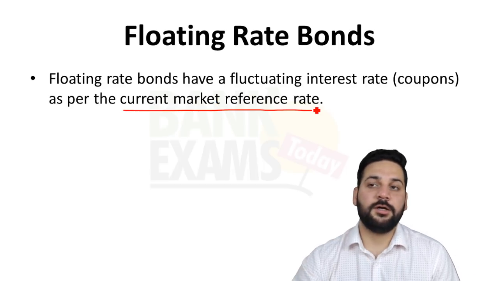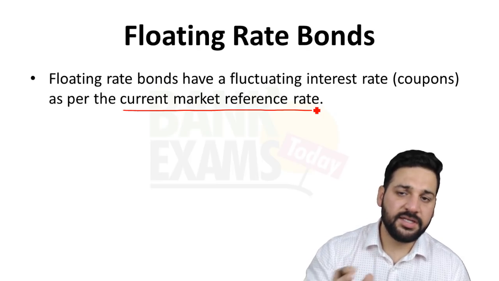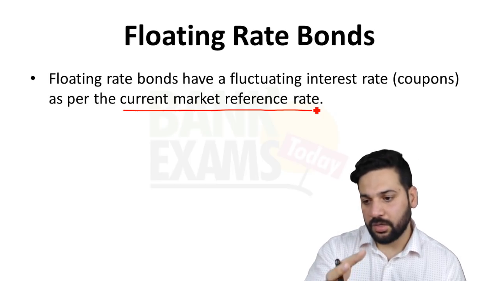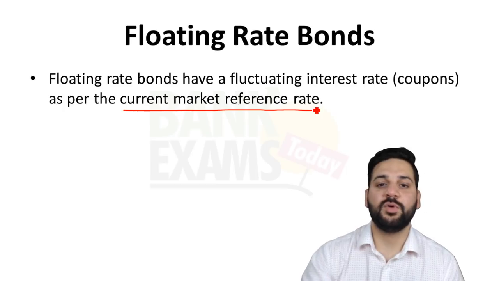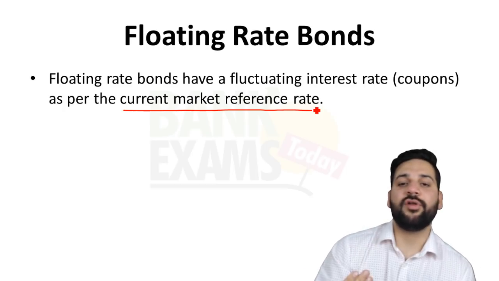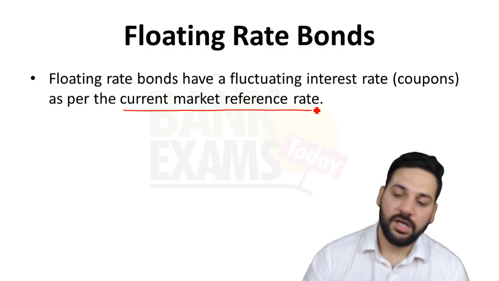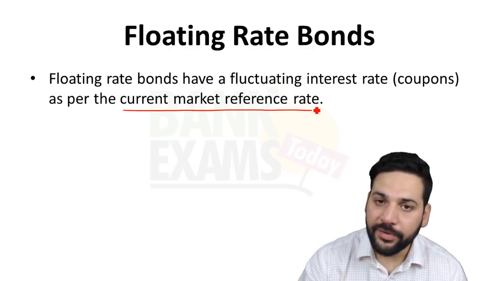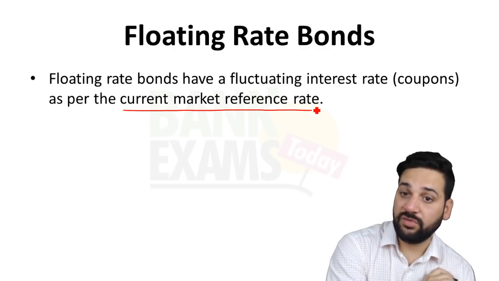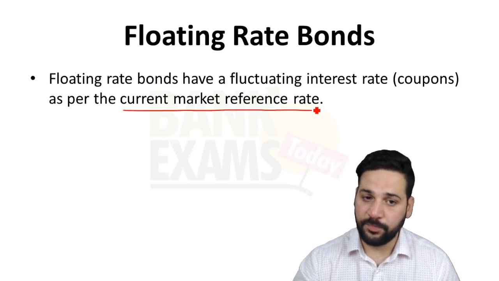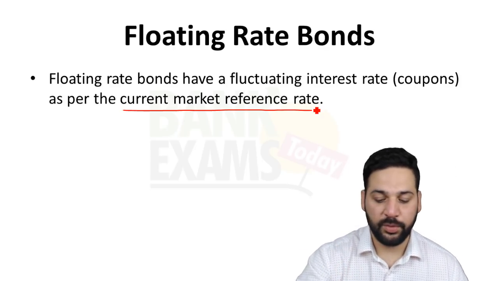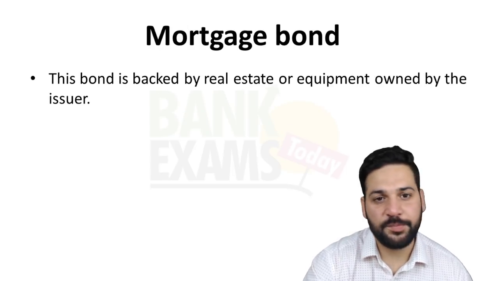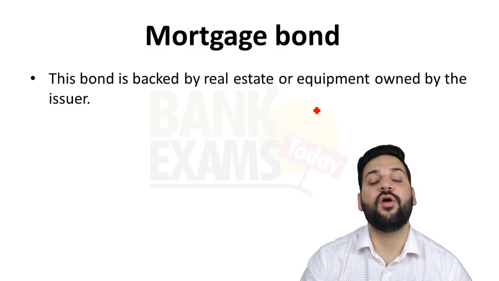So there are two basic types of bonds: one is the fixed one and one is the floating one. In the fixed one, the interest rate is known as the coupon rate. When we are discussing bonds, the coupon rate is fixed in fixed rate bonds and floating as per the current market reference rate in case of floating rate bonds. Not that important a question, but let's move on.